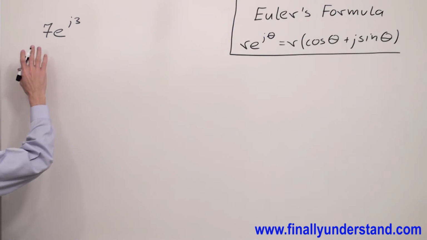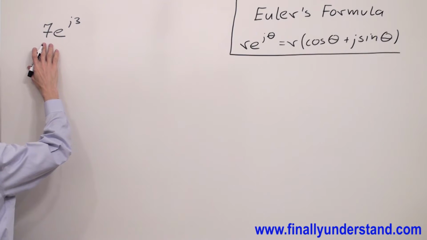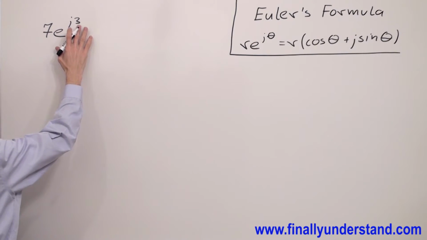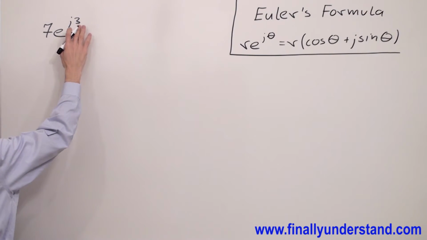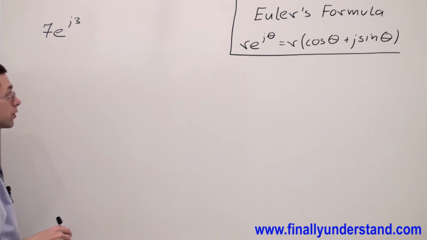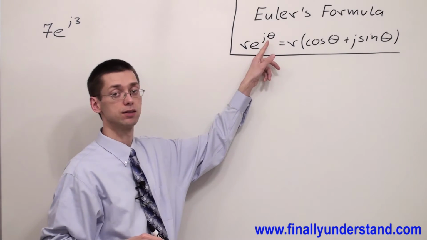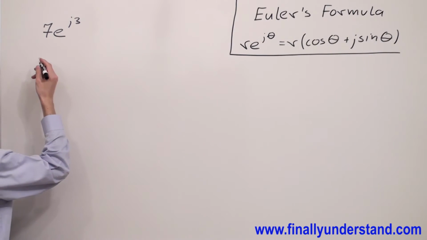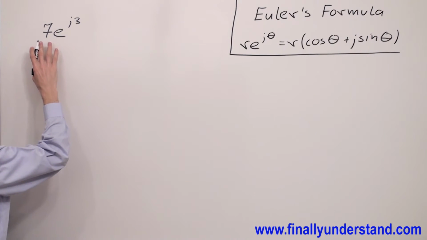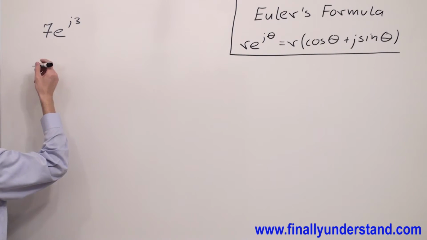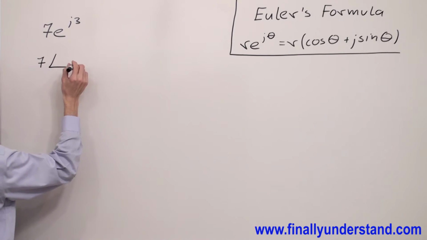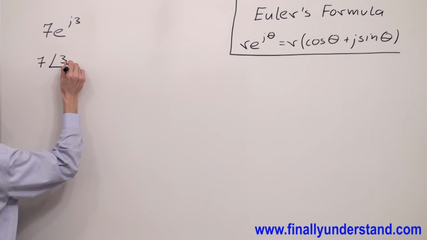Please notice that anytime we have exponential form, we are given the magnitude of a phasor and we are also given the angle, but the angle is expressed in radians. This is the magnitude and this is the angle. So if you want to convert the exponential form to polar form, simply copy down the magnitude and angle, which in this case is 3 radians.